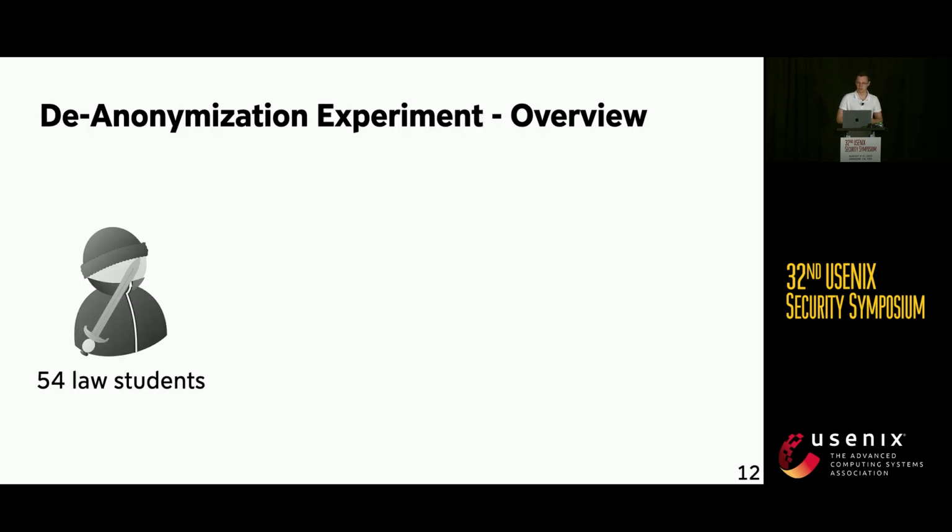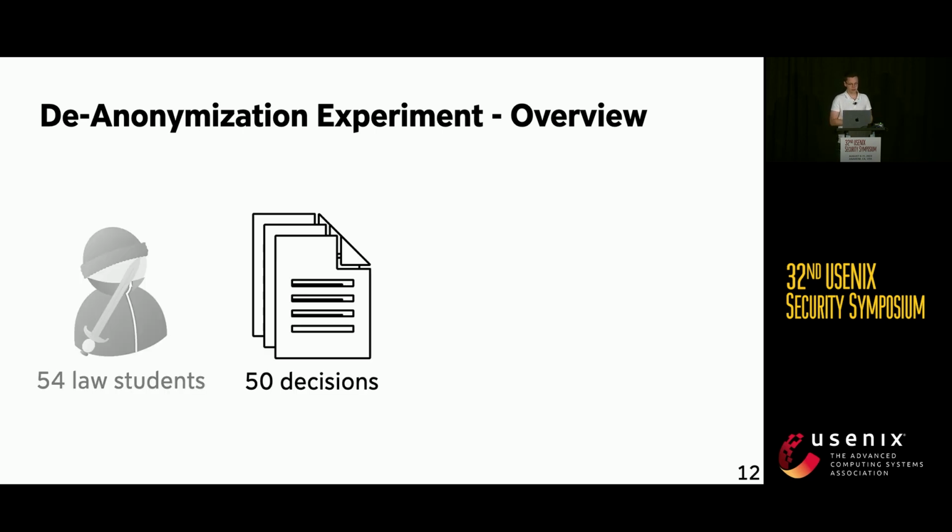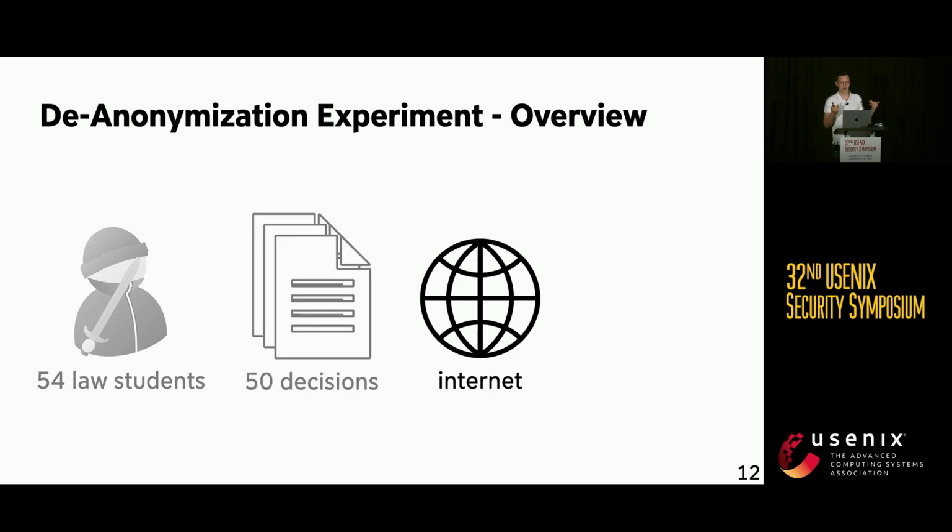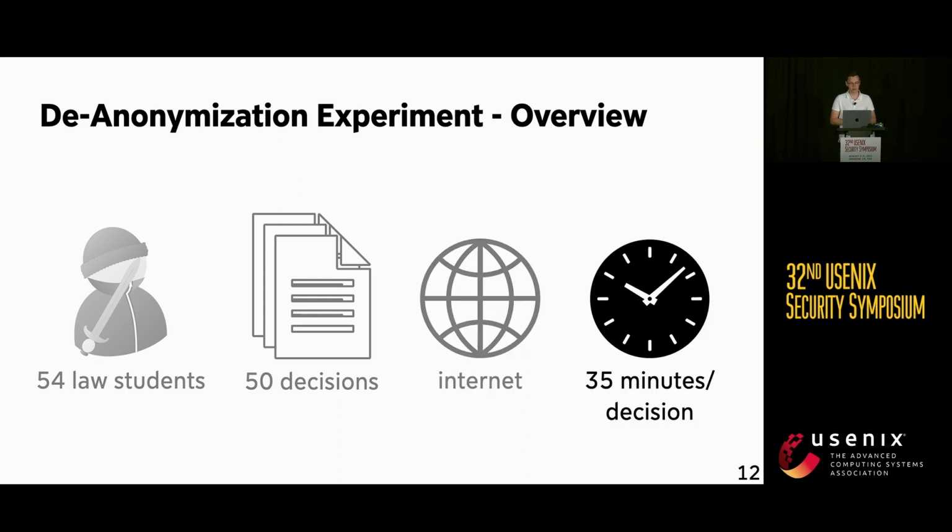So what have we done? We recruited 54 law students and presented them with 50 randomly selected court decisions and asked them to de-anonymize them only with the help of the internet. The participants had 35 minutes per decision, and we recruited them for a total of 3 hours, so every participant could at least cover 4 court decisions.